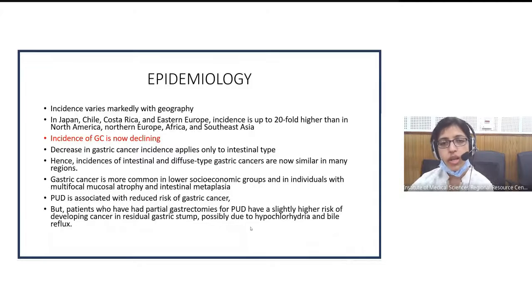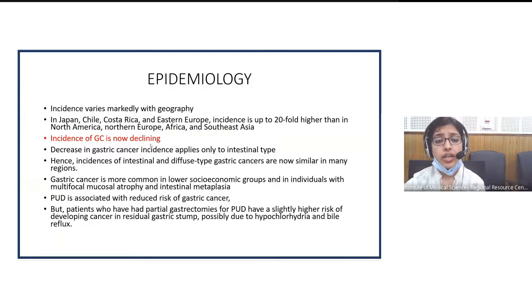Gastric carcinoma is one malignancy where you will see a significant difference in incidence in different geographical regions of the world. There are certain regions where the incidence is very, very high, like Japan, Chile, and Costa Rica, where the incidence is 20 times higher than that seen in some other parts of the world. However, the incidence is now showing a declining trend.